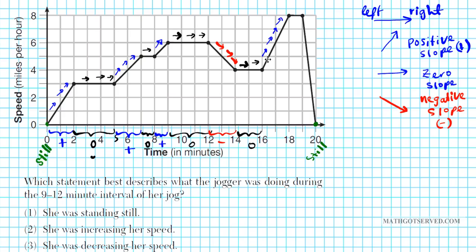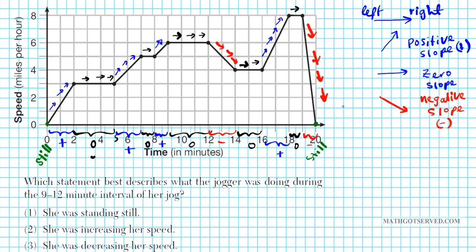What is the slope here? Going up from left to right is positive slope. So there you have positive. From 18 to 19, flat again. What is the slope there? The slope is 0. And then from 19 to 20, there's a big drop, from 8 miles per hour all the way down to 0. So here it's negative. Okay?